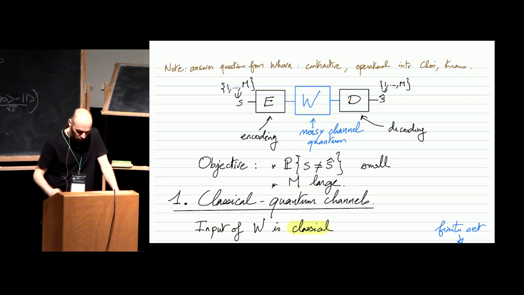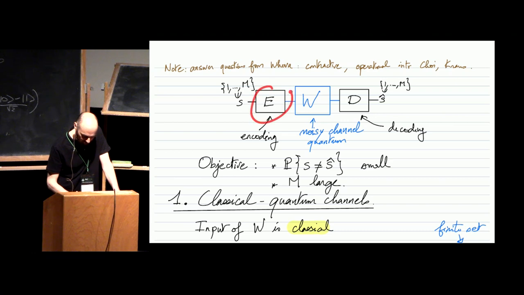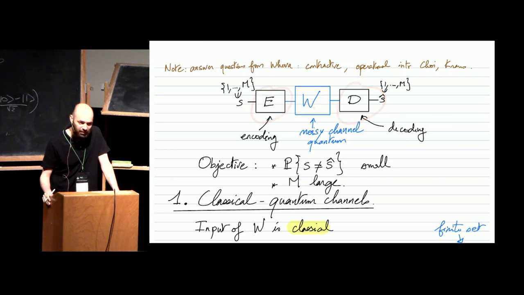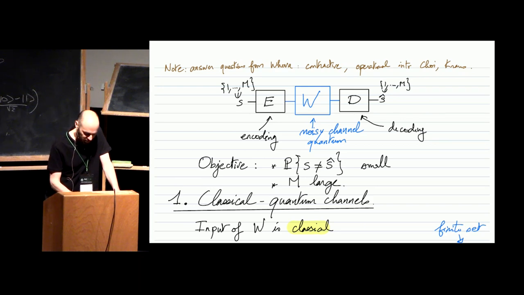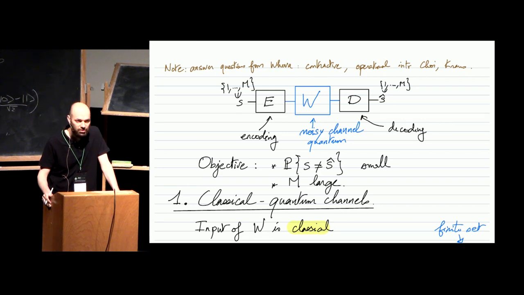So I would like to construct an encoder and a decoder for this quantum channel. And in this lecture, I'll focus on transmitting classical information, right? So this classical information is going to be modeled as a message that I'll call little s, that will have a label between 1 and capital M. And the decoder is supposed to retrieve this message.